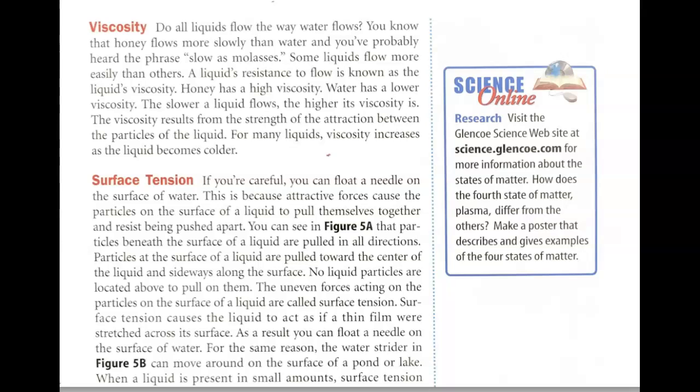Honey has a high viscosity. Water has a low viscosity. The slower the liquid flows, the higher its viscosity is. The viscosity results from the strength of the attraction between the particles of the liquid. For many liquids, viscosity increases as the liquid becomes colder.